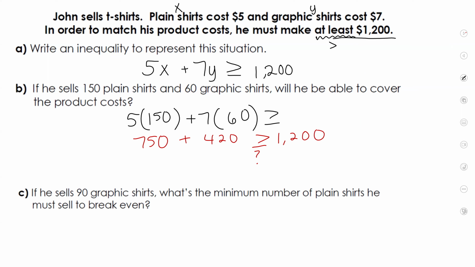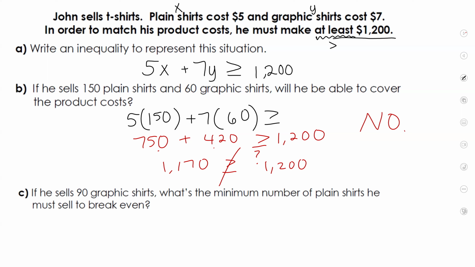No? What is this? 1,170? Thank you. That is not greater than or equal to 1,200. So the answer is no. He will not be able to cover his costs. If he only sells that much merchandise, he won't cover his expenses.